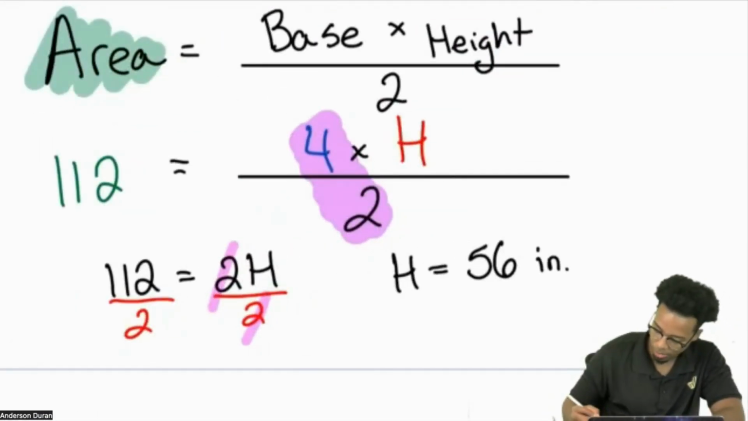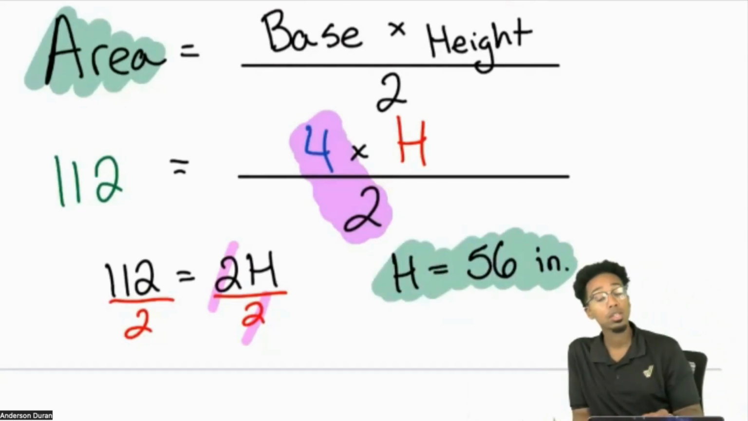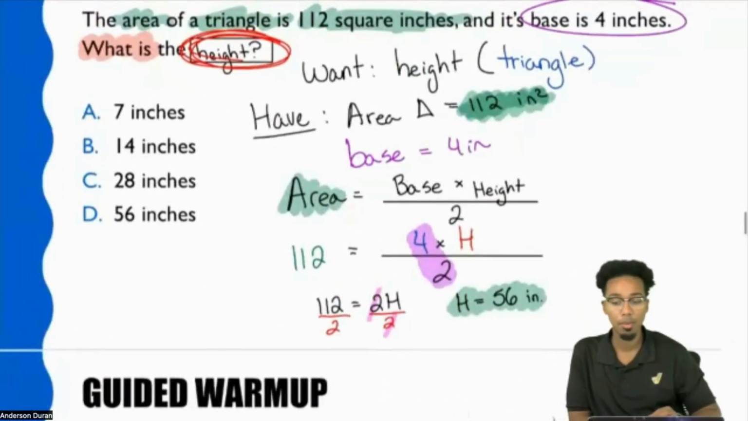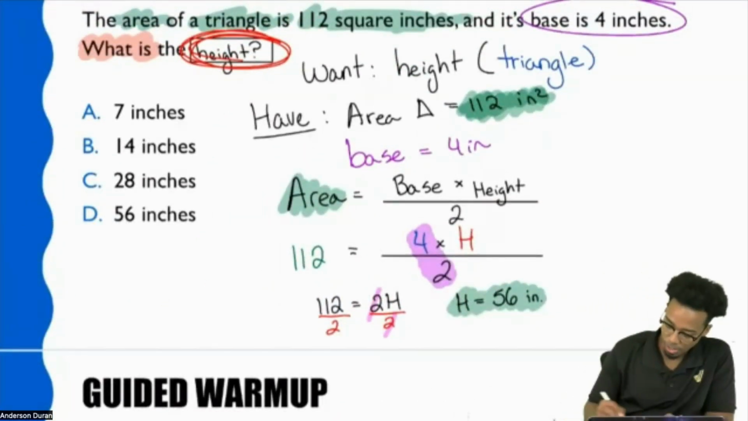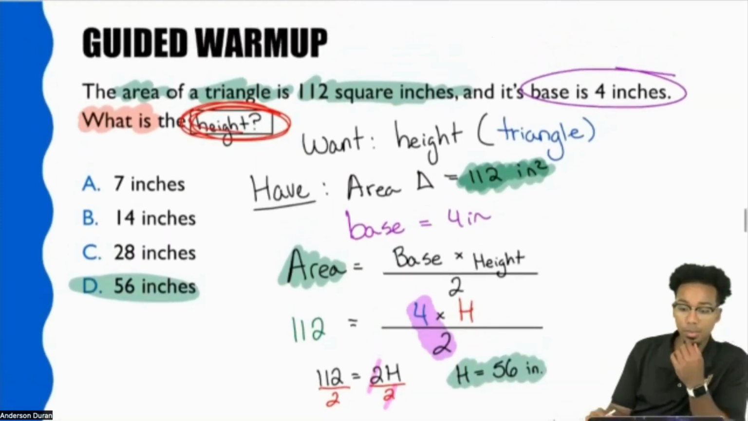I know a couple of us were saying, hey, it's 28. I hope you see why. We've got to remember that too. But here it is. The answer is D for this guided warm-up here.